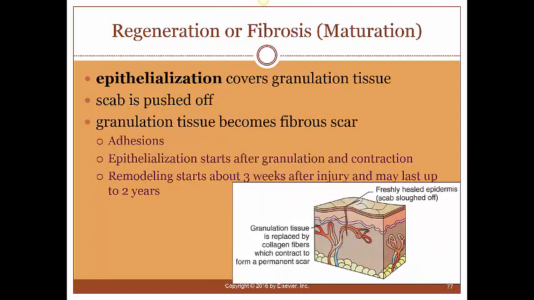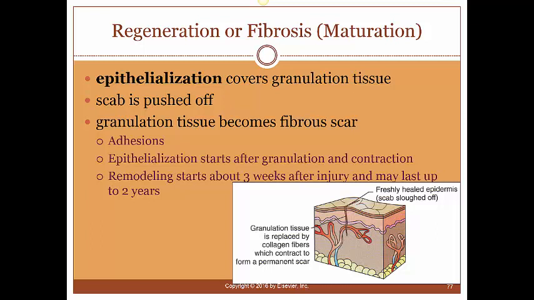Lastly, we get into regeneration, or what they call fibrosis. We also know this as maturation. So in here we get epithelialization, so the granulation tissue is going to be covered with skin, and then the scab is actually going to be removed from the surface.